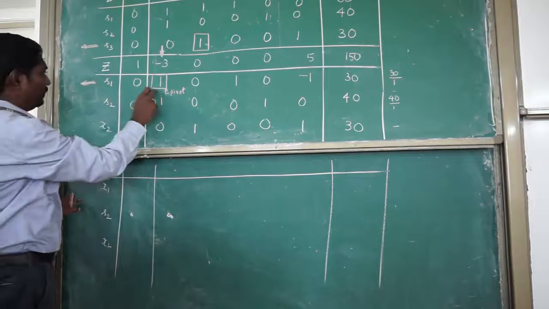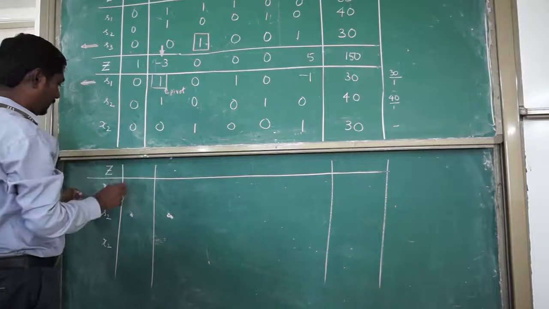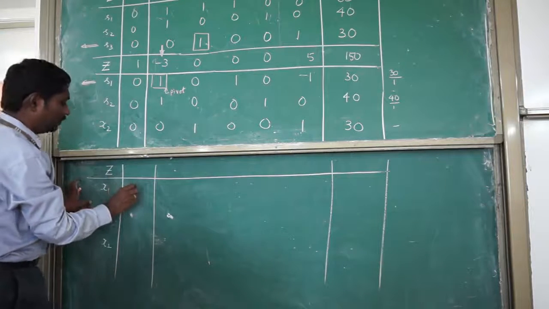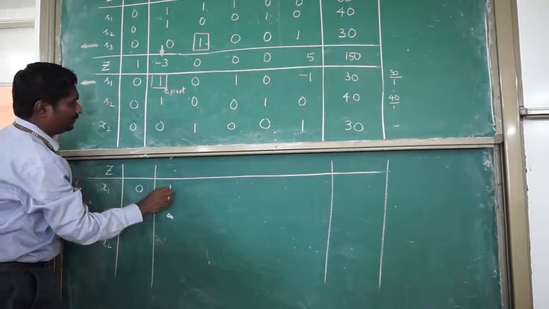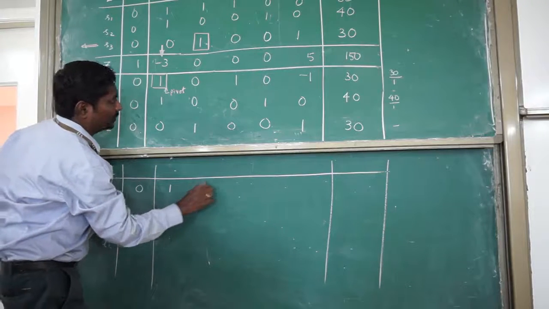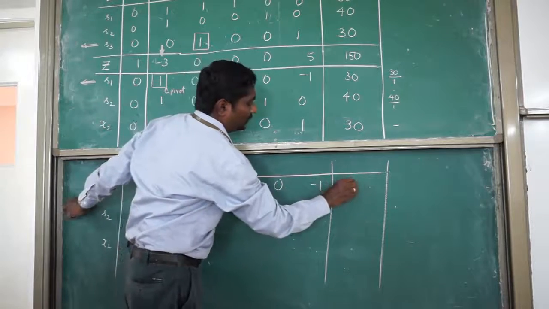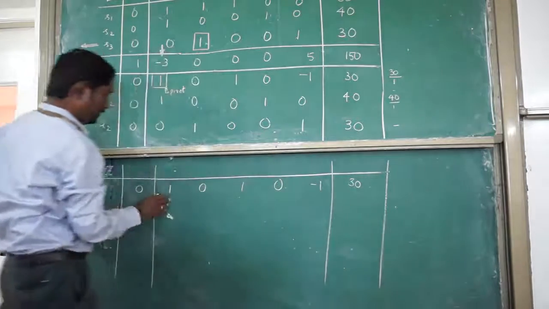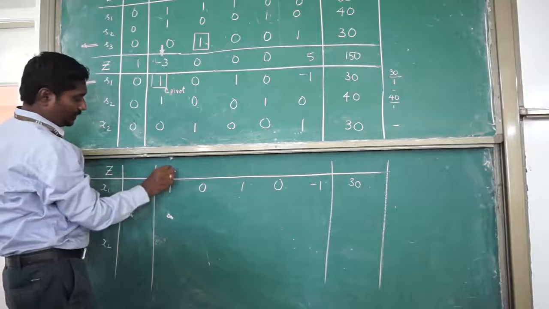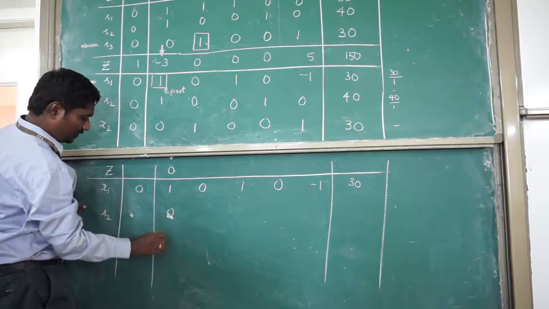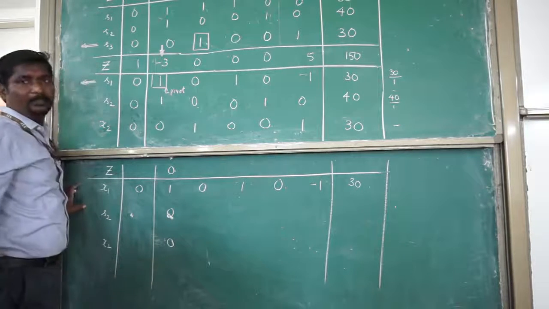Now, this value we have to make it as 1, and luckily in this iteration also we have 1. So we will write directly here 0, 1, 0, 0, minus 1 and 30. And the values above this and below this should be 0. So that we have to make it as 0.